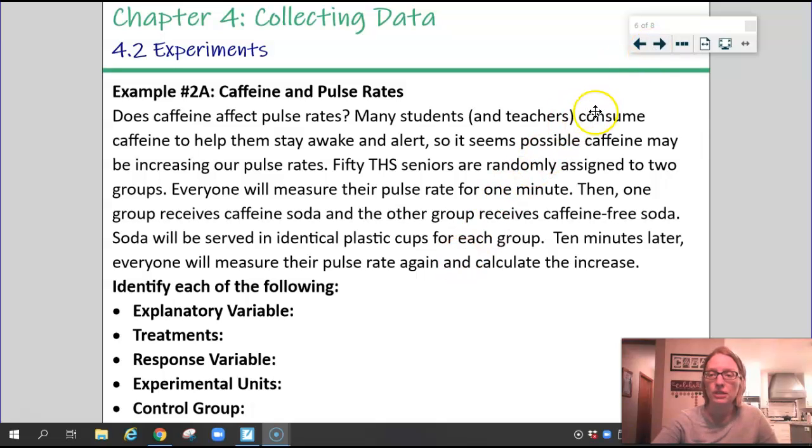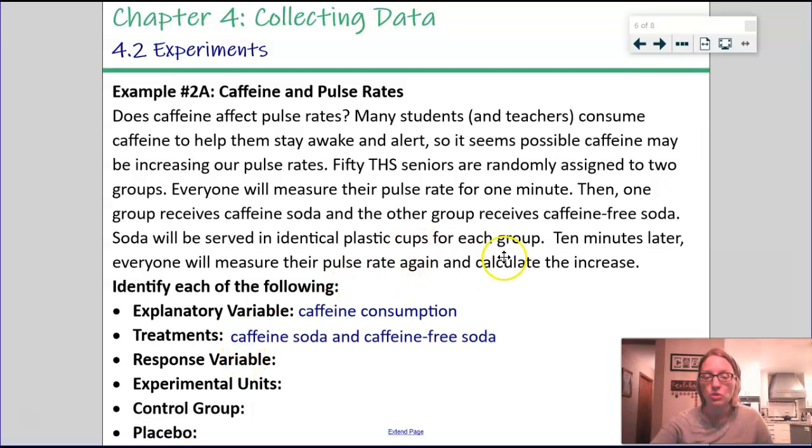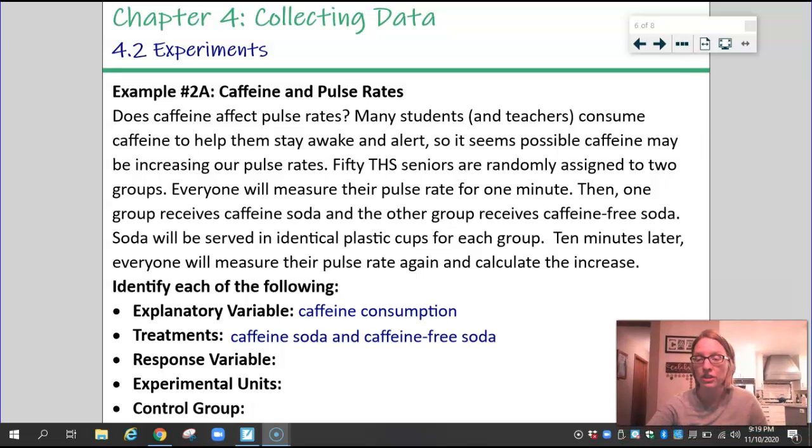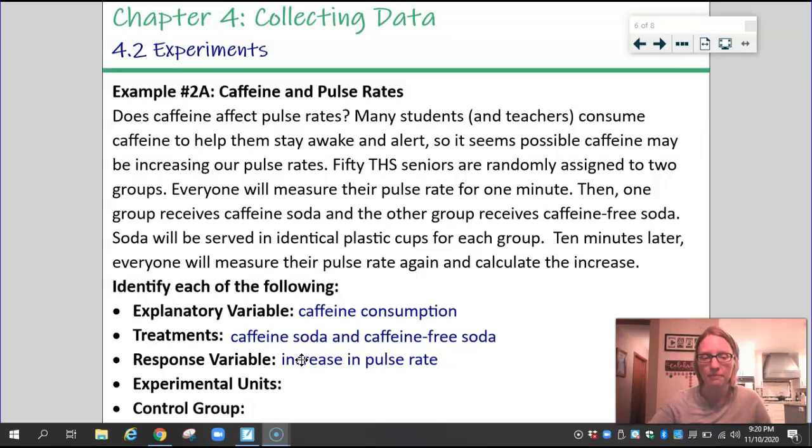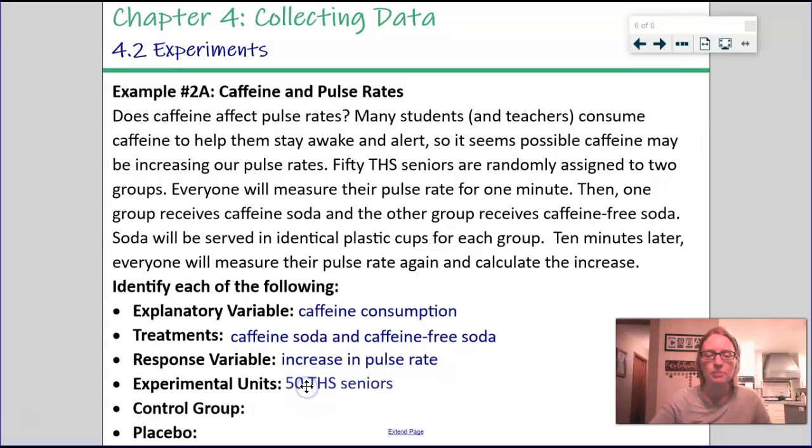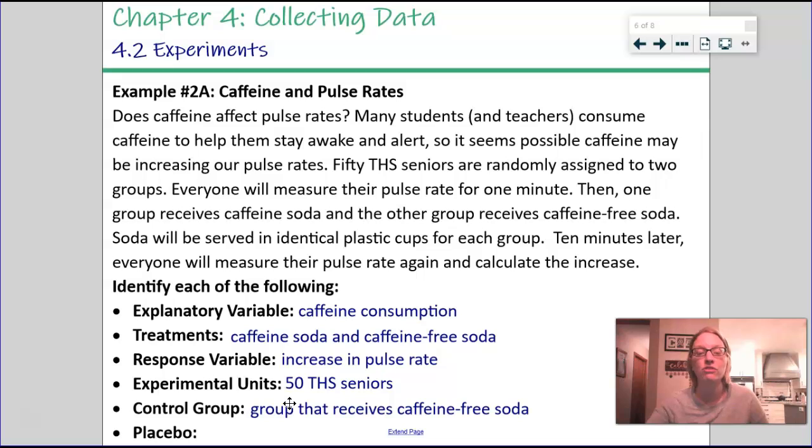So in this case, our explanatory variable is the caffeine consumption. The treatments were either caffeine soda or caffeine-free soda. The response variable we measured is the increase in pulse rate. The experimental units were the 50 Tartan High School seniors. Our control group is the seniors that got caffeine-free soda, and the placebo was the caffeine-free soda.